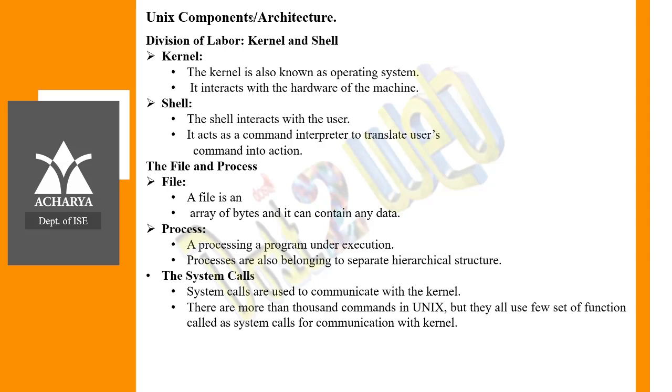Then we have system calls. System calls are used when you develop an application that is going to communicate with the kernel. That is what we are going to learn in system programming. Your application should communicate with the core part of the operating system, called the kernel. There are more than thousands of commands in Unix, but only a few functions will be used for system calls, which communicate with the kernel.